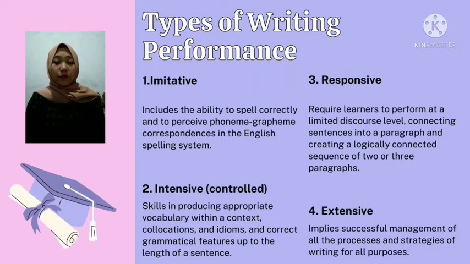Types of writing performance. Number 1. Imitative. Includes the ability to spell correctly and perceive phoneme-grapheme correspondence in the English spelling system. Number 2. Intensive control. Skills in producing appropriate vocabulary within a context, collocation, and idioms, and correct grammatical features up to the length of the sentence.